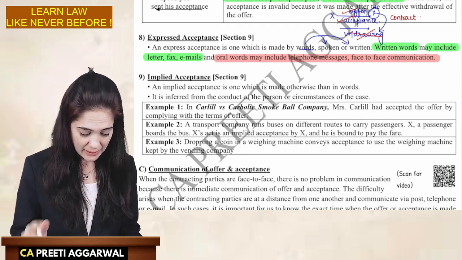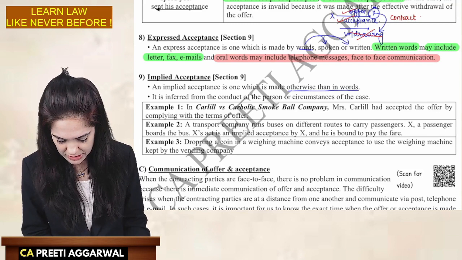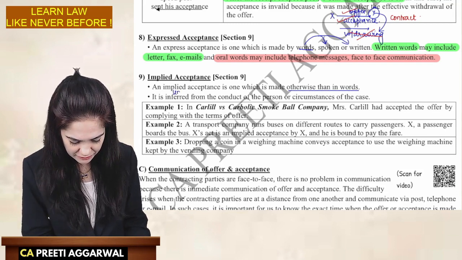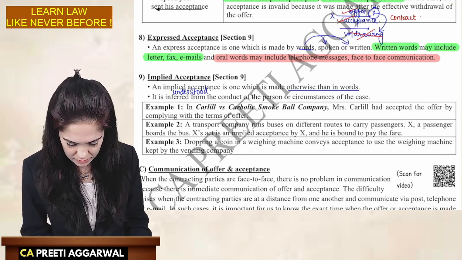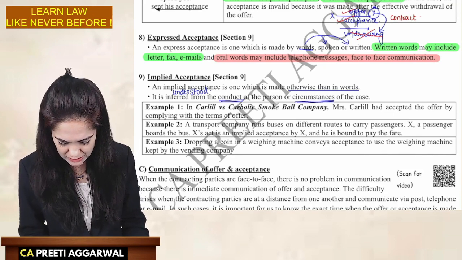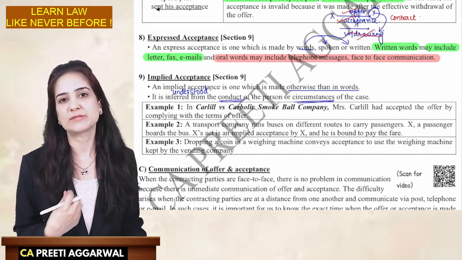Okay. Implied and understood from action. It is made otherwise than in words. It is inferred. What is the meaning of inferred? Inferred means understood from the conduct or circumstances. Carlill versus Carbolic. She used the product as per the printed instructions.